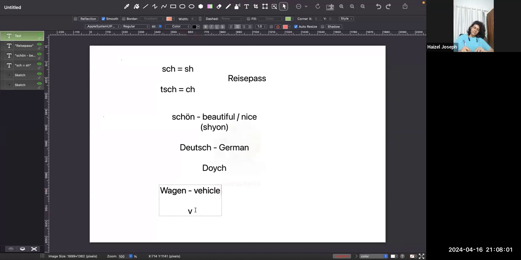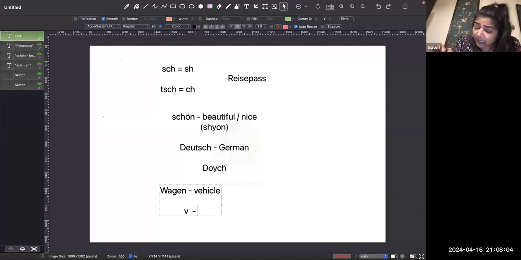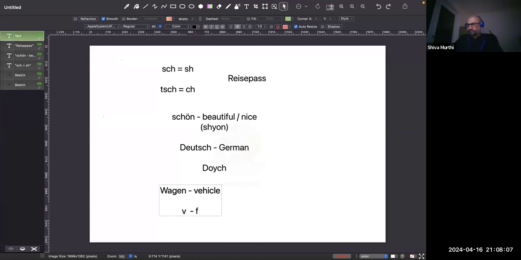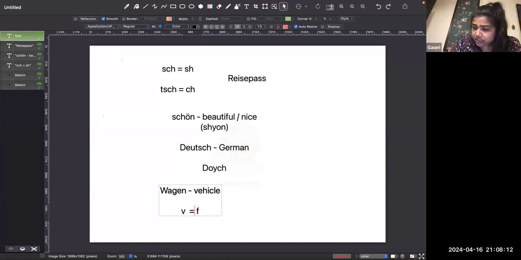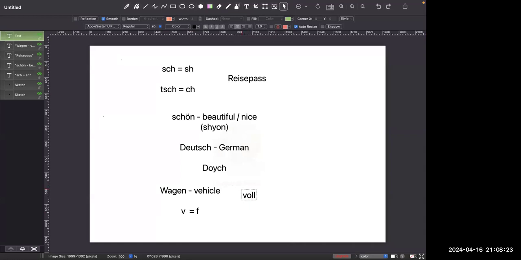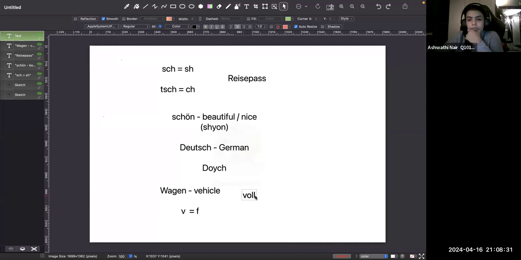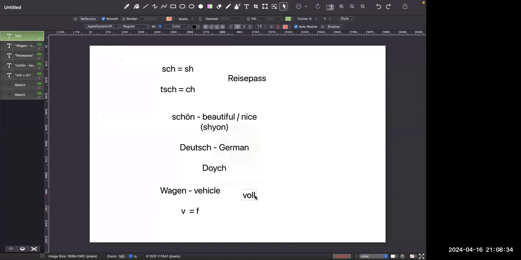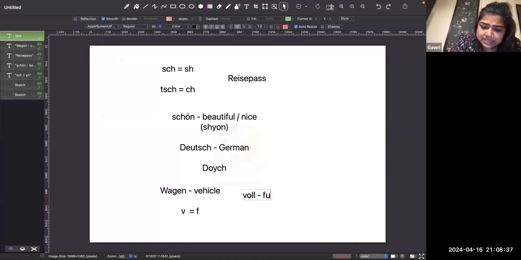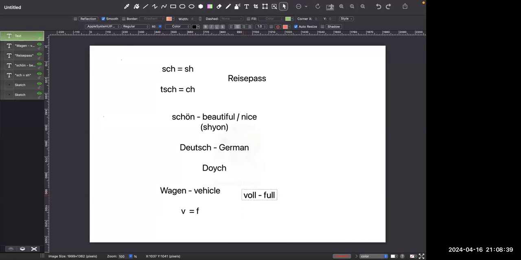Guys, V is pronounced like F. V is pronounced the way F is pronounced in English. So if there is a word like this, Voll, how would you pronounce this word? V-O-L-L? Voll. Fall. Voll means full.